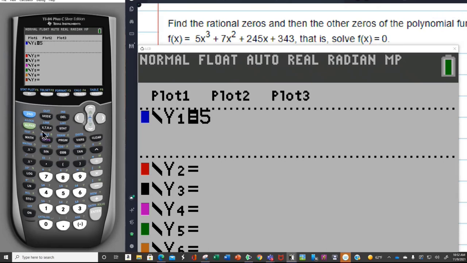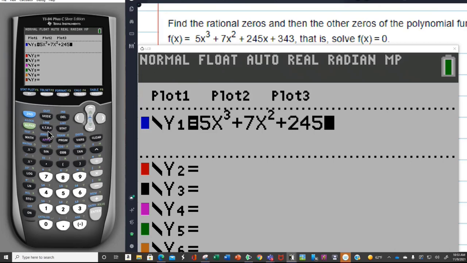Okay, 5x to the third, which is caret 3, plus 7x squared, plus 245x plus 343. Let me make sure I've got that. Yeah. Okay. All right.